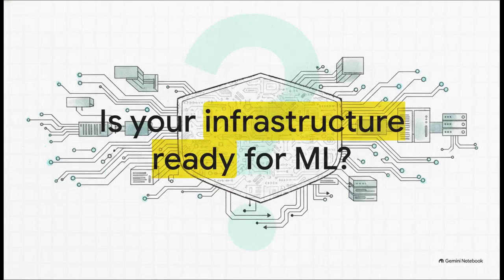Which brings us to our final thought for this explainer. The shift from rules-based to data-driven systems isn't coming, it's happening right now. The tools, the algorithms, the pipelines, they are all waiting for that reliability layer that only you can provide. So the ultimate question you have to ask yourself is, is your infrastructure ready to control the ML shift?